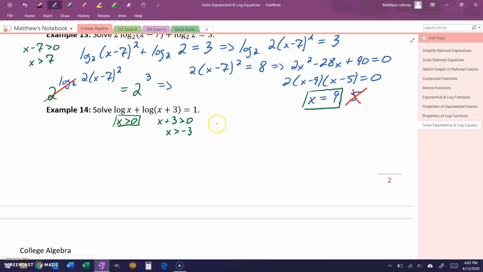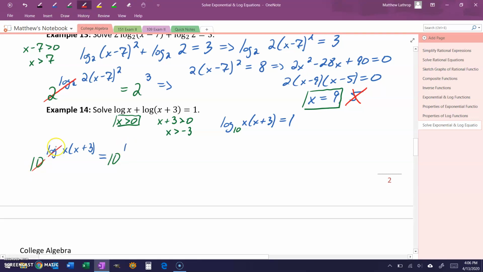We can combine the logs that we have on the left-hand side to rewrite this as the log of x times x plus 3 is equal to 1. And then we'll use the same approach that we used before. Since in this case we have a log base 10, we'll rewrite this as 10 to the log base 10 power of x times x plus 3. And on the right-hand side, we'll write this as 10 to the first power.